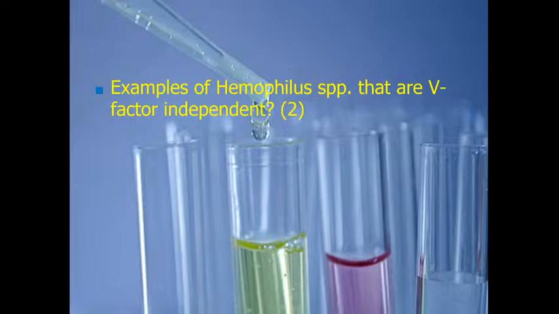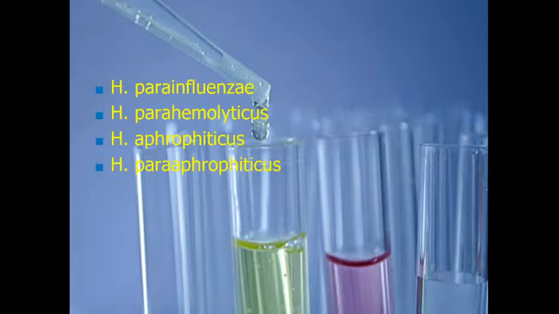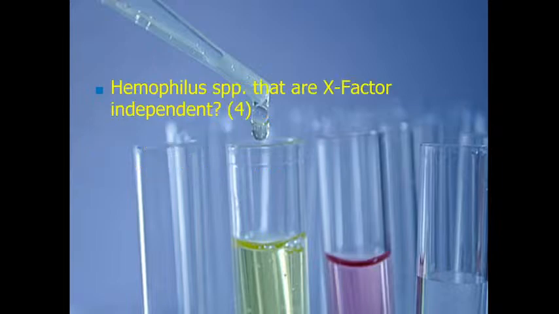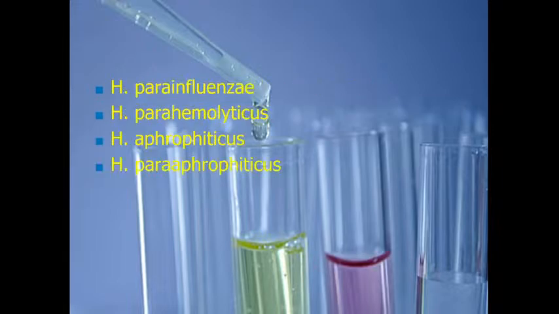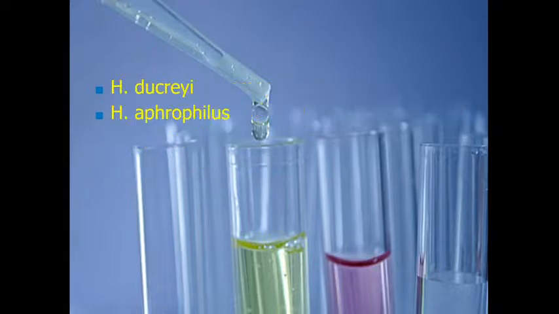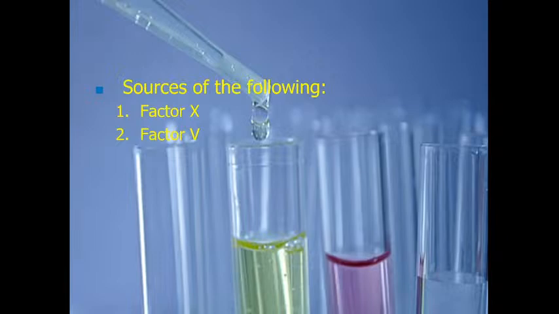Now, Haemophilus species that are factor V dependent, or sorry, factor V independent, meaning they can grow without factor V: there's Haemophilus ducreyi and Haemophilus aphrophilus. What did you notice? Haemophilus aphrophilus is capable of growing in the absence of both X and V factor, right? Wow. Okay.